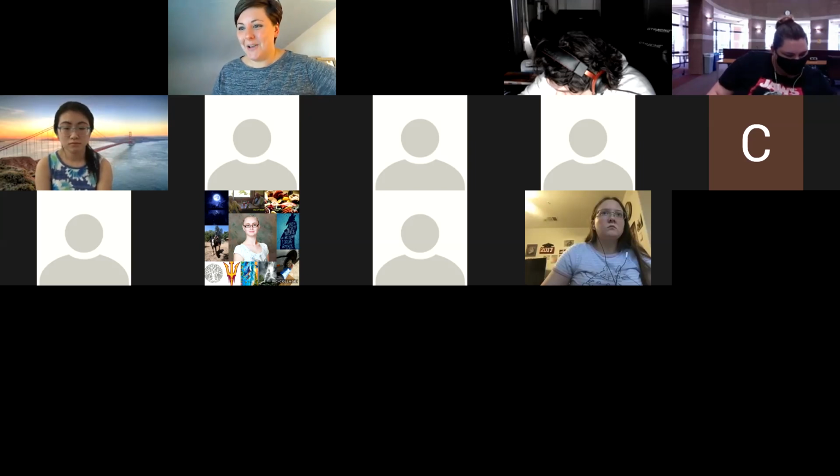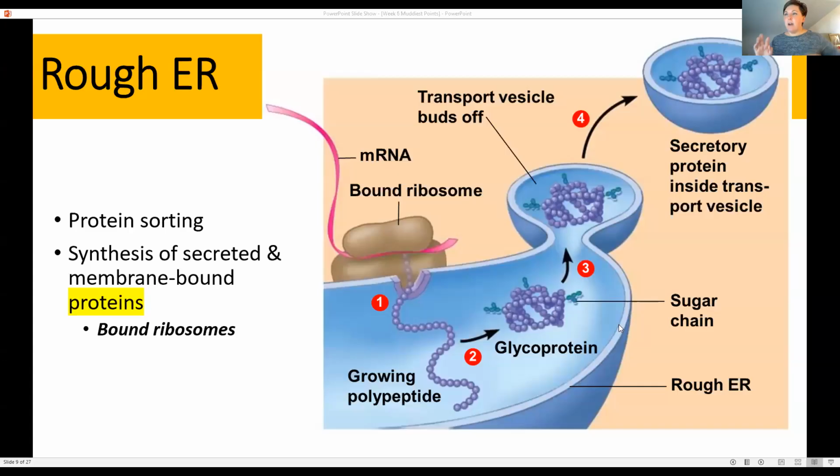Okay, so let's talk about one of the, again, overall, it seemed like everybody had a pretty good understanding of the organelles. There were 2 organelles that seemed to get a little bit confusing about how to distinguish the 2. And this was the endoplasmic reticulum. So the difference between the rough and the smooth endoplasmic reticulum.